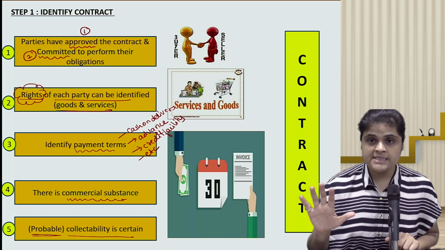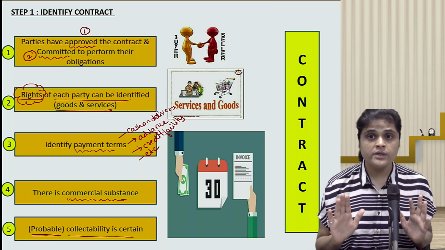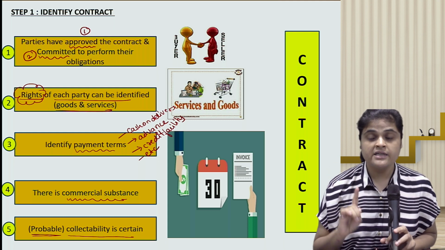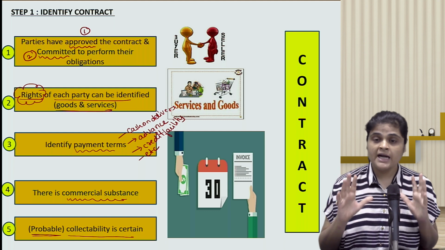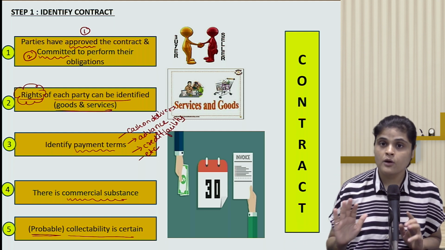So when we did the 5 steps, we did a brief of it. Now we have just concluded with the first step where we identify the contract, wherein we identify the contract based on these 5 points.